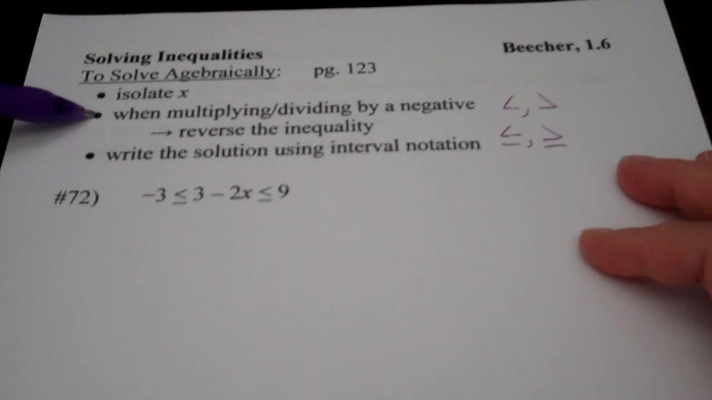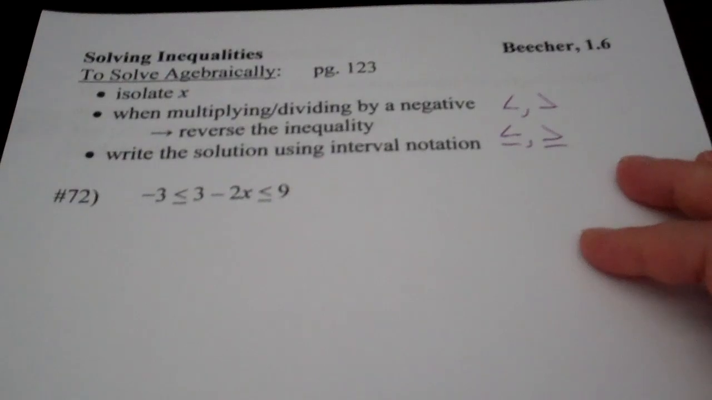The other big difference is that unlike an equation, for an inequality, when we multiply or divide by a negative, remember we're going to flip or reverse the inequality symbol. So if it was a less than, it becomes a greater than, and vice versa. There are lots of examples that we could look at for an inequality. I think you have some experience with these probably already.